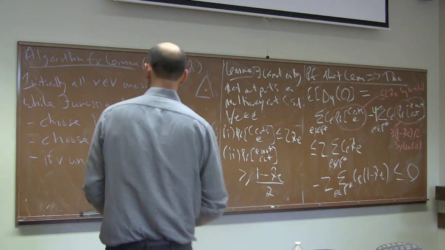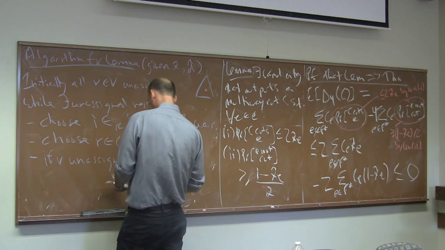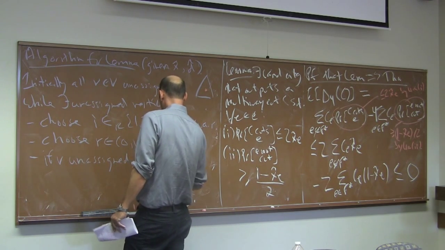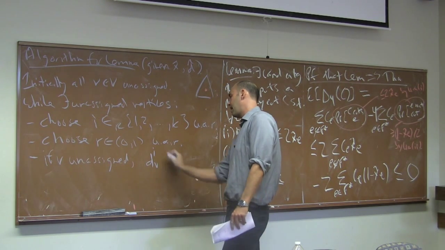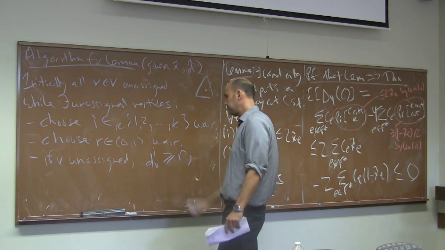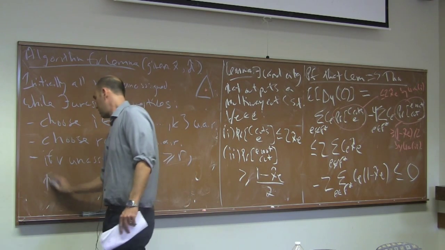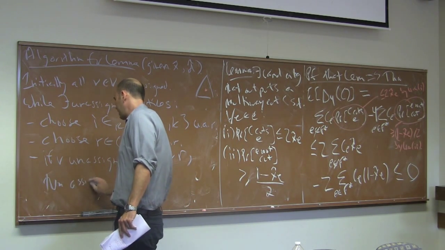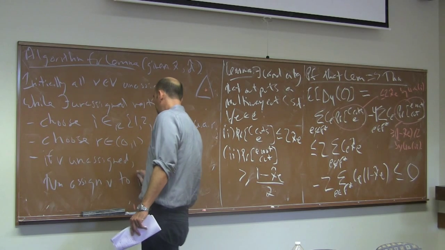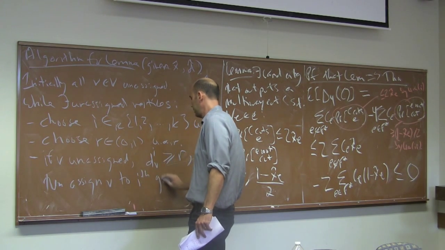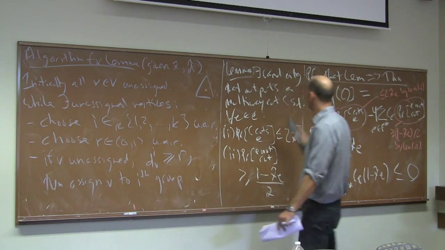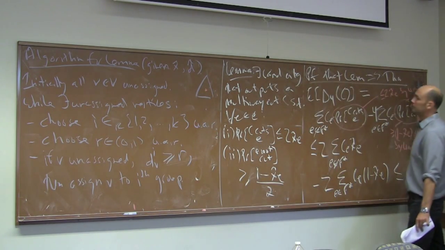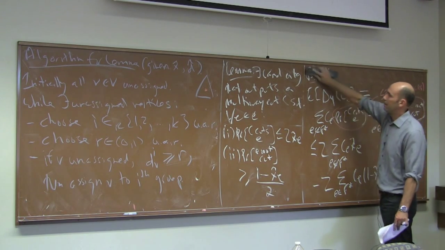Okay? So if V is unassigned, and the extent to which V is assigned by the linear program to group i is at least R, then assign V to the ith group. Okay? So that's the algorithm.